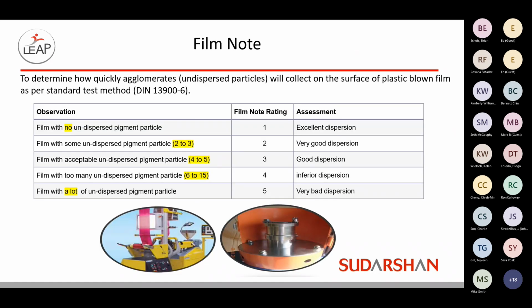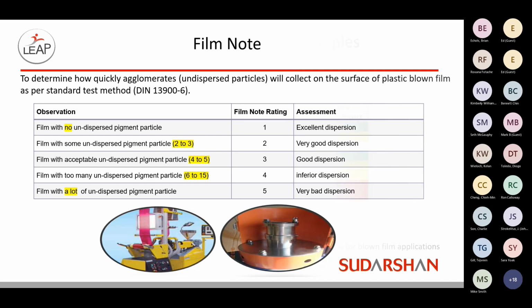Film note, as I mentioned, is a subset of fiber. This particular application takes it to the next extreme in terms of dispersion. So we take a look at what's called a film note rating, of course, where we rate it from 1 to 5, with 1 being no undispersed pigment particles in a length of blown film, and 5 being more than 15 particles that are counted in that length of film.